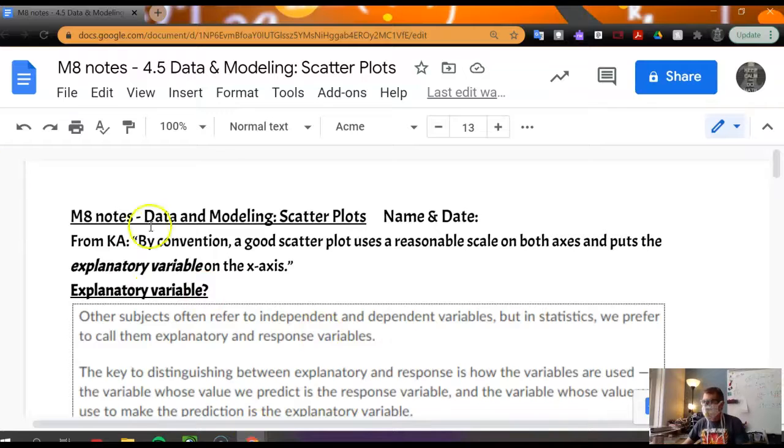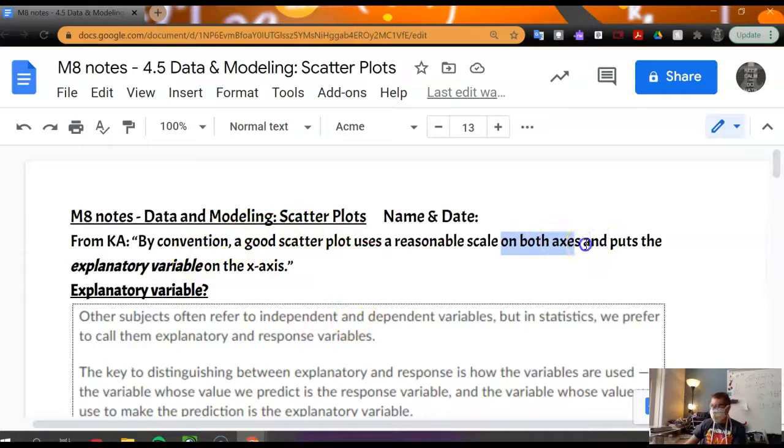So by convention, meaning what people have kind of agreed to, right? Convention is like the norm. A good scatter plot uses a reasonable scale. So guys, what that means is if your data only goes up to 12, why would your scale go to 100? Use a reasonable scale on both axes. You don't have to match your scale. Your X and your Y can have different scales. This is one thing that kids like to get stuck on, of like, well, if I make this box worth 5, then that's worth 5. No. You can go 5 this way and then 10 this way, or 5 that way and a half that. You can do whatever you want.